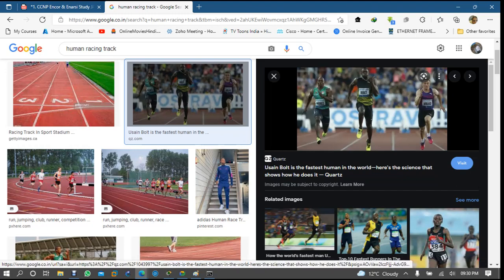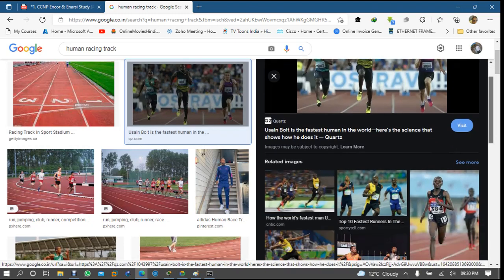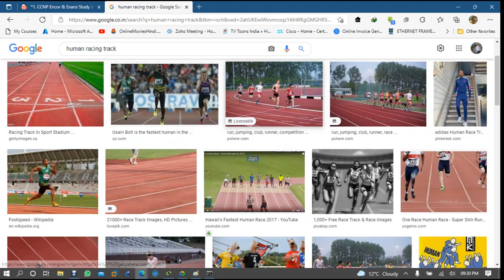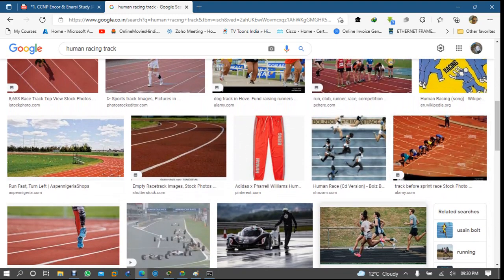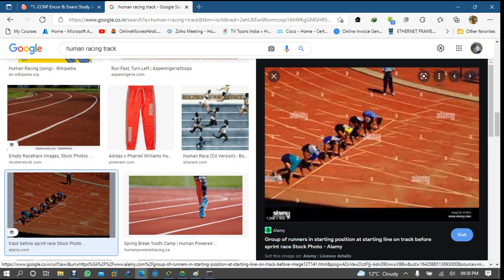I have one example here. See this track. You can count the tracks: 1, 2, 3, 4, 5, 6. A few tracks are free, right? When these people are running, just take the example of a switch. The switch has all these ports, and 3 or 4 ports are not in use, right?